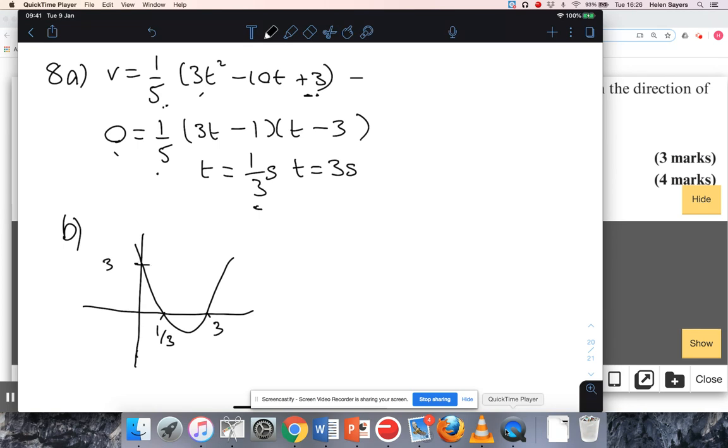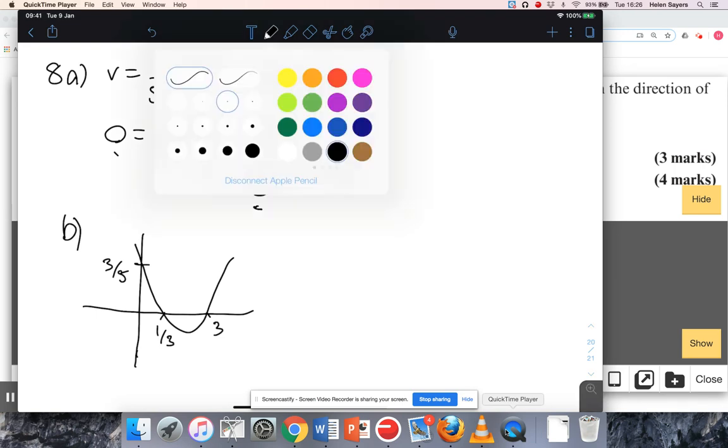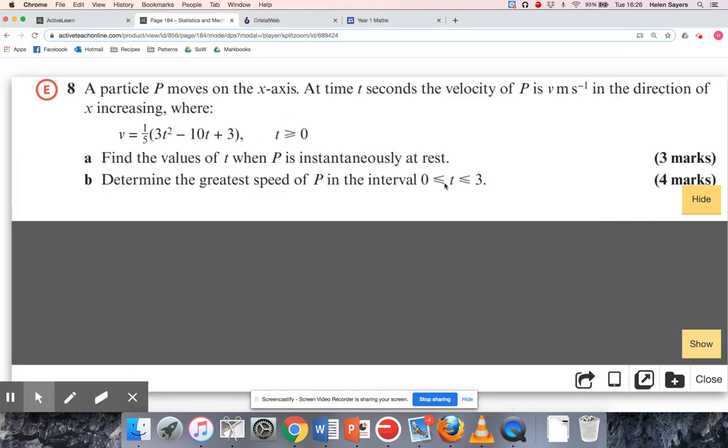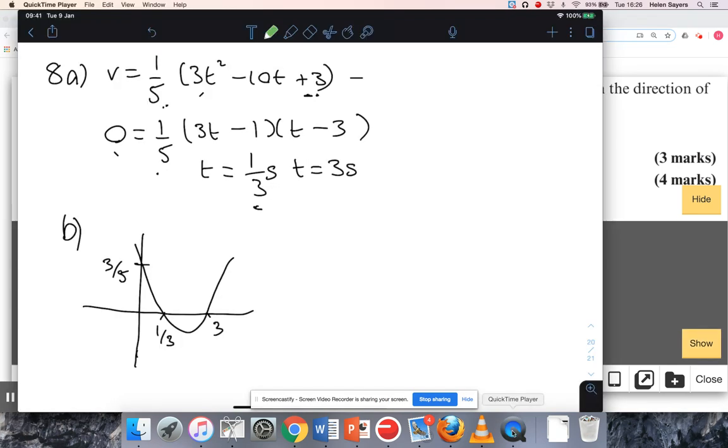So the y-intercept is 3/5, and they've said in the question that we're just looking between t is 0 and t is 3. So we're just looking here. Okay, and it does make sense. We are fine that we've got this negative section, negative velocity. So I should have labelled my axes. Negative velocity just means it's travelling in the opposite direction. So negative time doesn't make sense, but the negative velocity is absolutely fine.